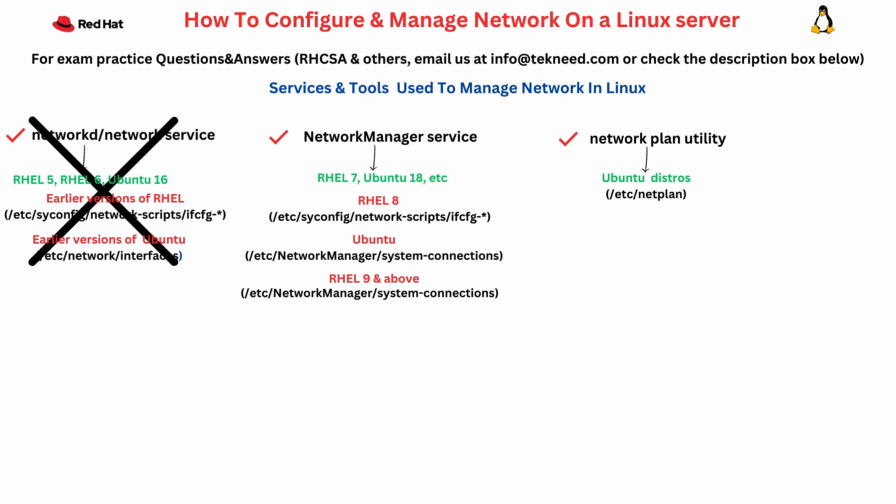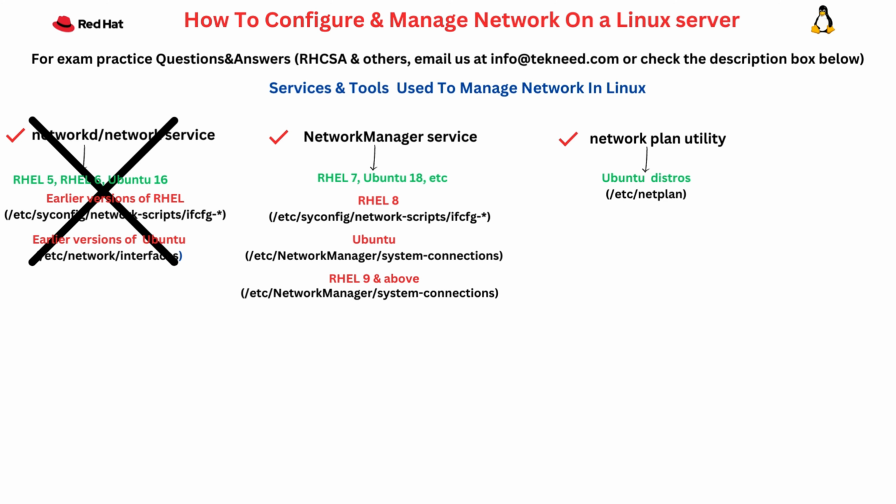And for Red Hat 9, you can still use the former location, which is the sysconfig network-scripts ifcfg location. However, it is not recommended because by default, the system will check the /etc/NetworkManager/system-connections location first for network connections before checking the /etc/sysconfig/network-scripts location.